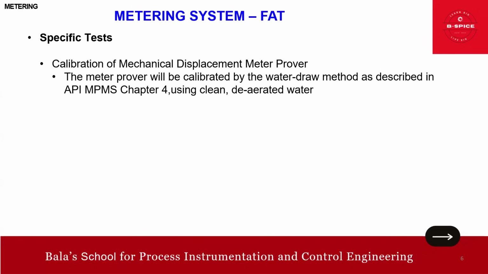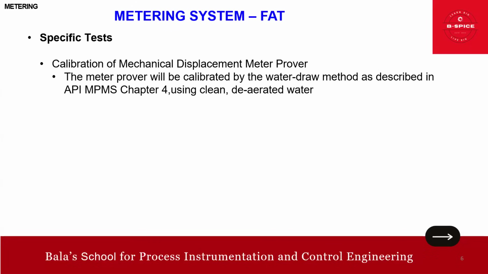Then we have to measure the volume. So the volume of water collected is measured precisely and corrected to the base conditions. Then repeatability. Multiple runs are performed to ensure repeatability and accuracy. Then calculate the prover volume. The average volume between the detector switches is calculated and stored in the flow computer or SCADA system.